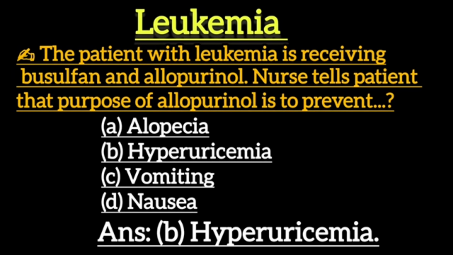Next one is, the patient with leukemia is receiving busulfan and allopurinol. Nurse tells patient that purpose of allopurinol is to prevent option A, alopecia. Option B, hyperuricemia. Option C, vomiting. Option D, nausea. Correct answer is option B, hyperuricemia.